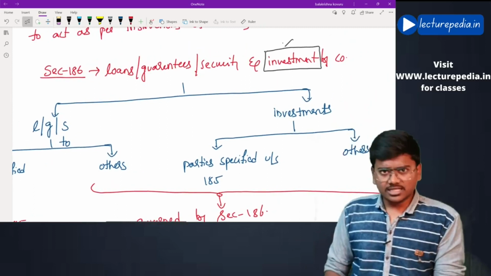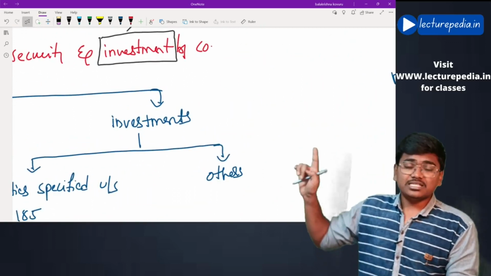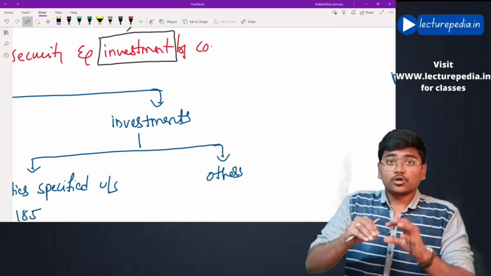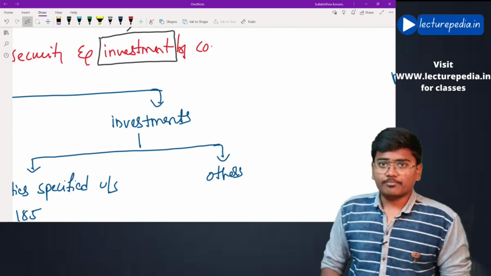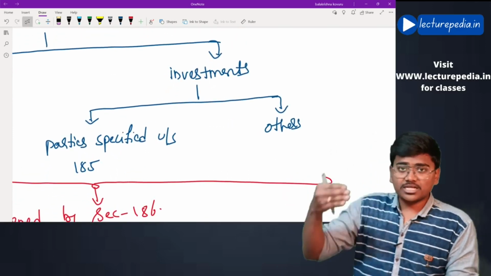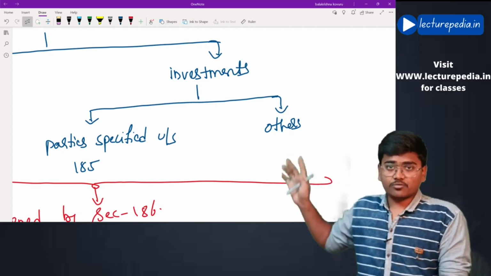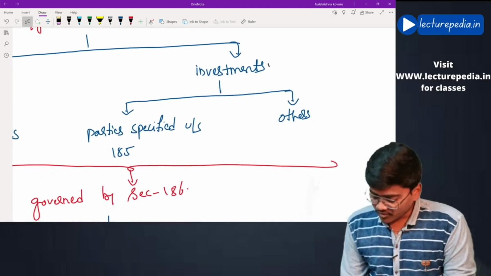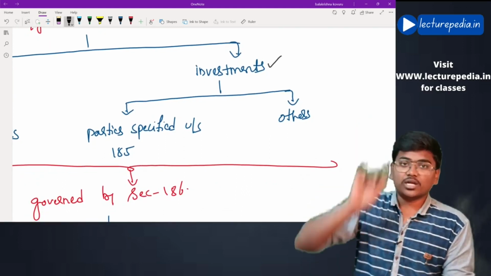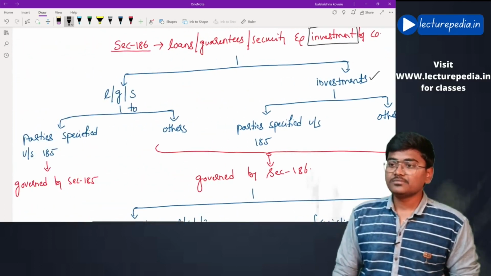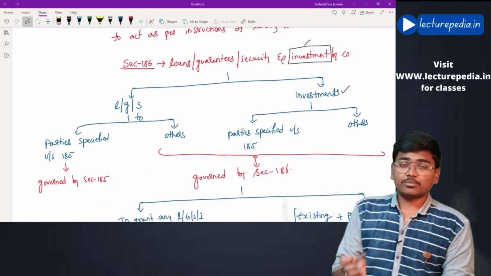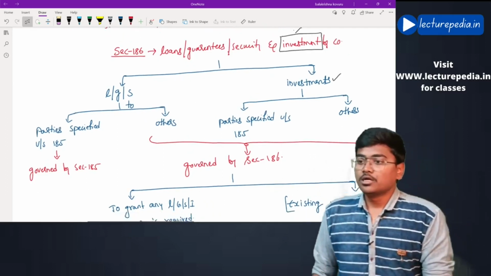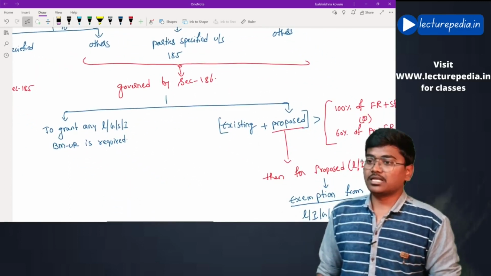Hope that is clear. In the same way, investments is not dealt by section number 185. Thereby, investments in whichever type of company you make, okay, whether investment is being made in parties specified under section 185 or others, section 186 only will govern, because the concept of investment is not dealt by section number 185. Hope that is clear. This is the idea of section number 186 and the difference between section number 185 and section number 186.